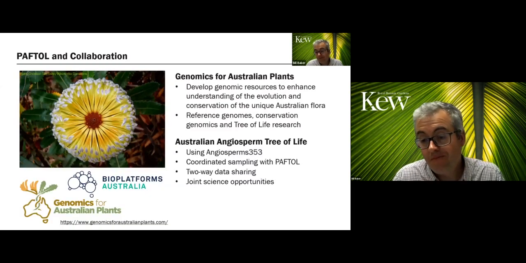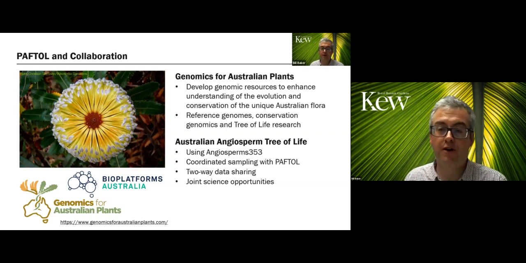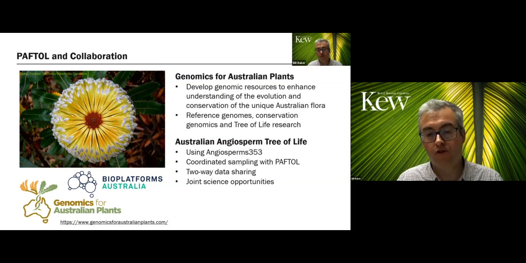And one of our partners we cherish most of all is the Genomics for Australian Plants consortium, all the Australian plant science organizations who have come together to develop genomic resources and use them for research on the Aussie flora. They wanted to build an Australian tree of life. They wanted to sample all the genera. And it was hugely heartening to us that they committed as a national project to using our tools and collaborated with us. We had two-way data sharing and all sorts of joint science opportunities that are still coming to fruition.